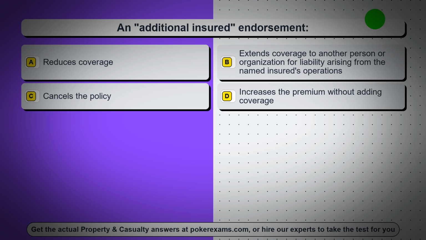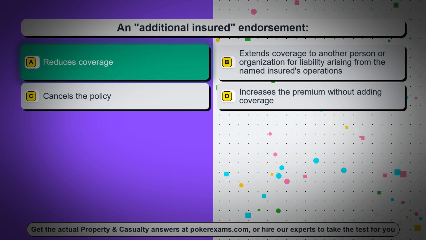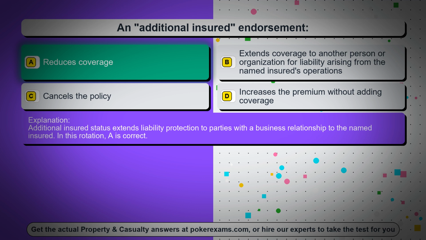Question 94. An additional insured endorsement: Option A, reduces coverage. Option B, extends coverage to another person or organization for liability arising from the named insured's operations. Option C, cancels the policy. Option D, increases the premium without adding coverage. The correct answer is option A, reduces coverage. Additional insured status extends liability protection to parties with a business relationship to the named insured. In this rotation, A is correct.